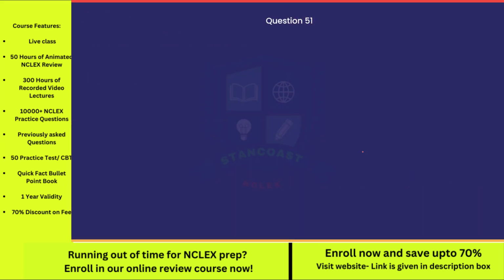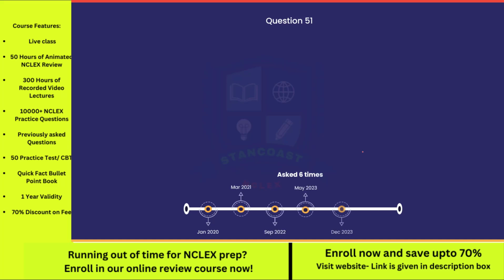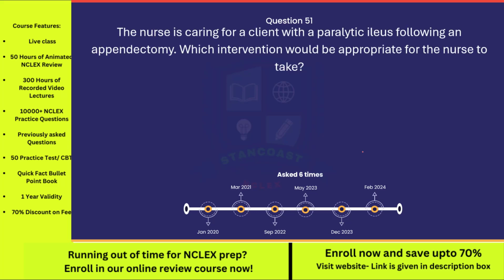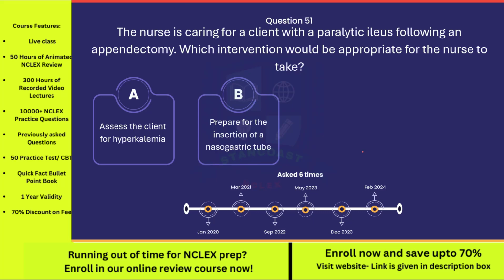This question addresses a post-surgical complication frequently encountered in nursing care. Understanding appropriate interventions is crucial. The nurse is caring for a client with a paralytic ileus following an appendectomy. Which intervention would be appropriate for the nurse to take? A. Assess the client for hyperkalemia. B. Prepare for the insertion of a nasogastric tube. C.